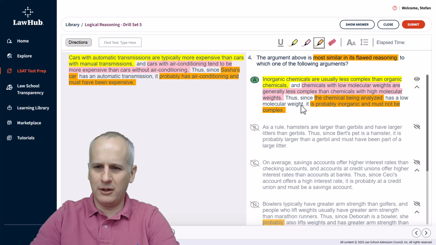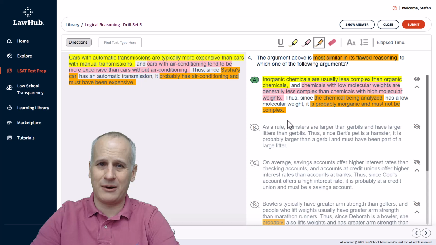Well, we know it has a low molecular weight, and so that means it's less complex theoretically. But so that is correct. It's not going to be complex, but it's not a must. It's probably not a must, right? And then we know the chemical being analyzed has a low molecular weight. It's probably inorganic. Well, no, not necessarily. We just had these two things that both led to being less complex, not that the inorganic nature and the low molecular weight and complexity were tied together. So that's how you could break it down fully.